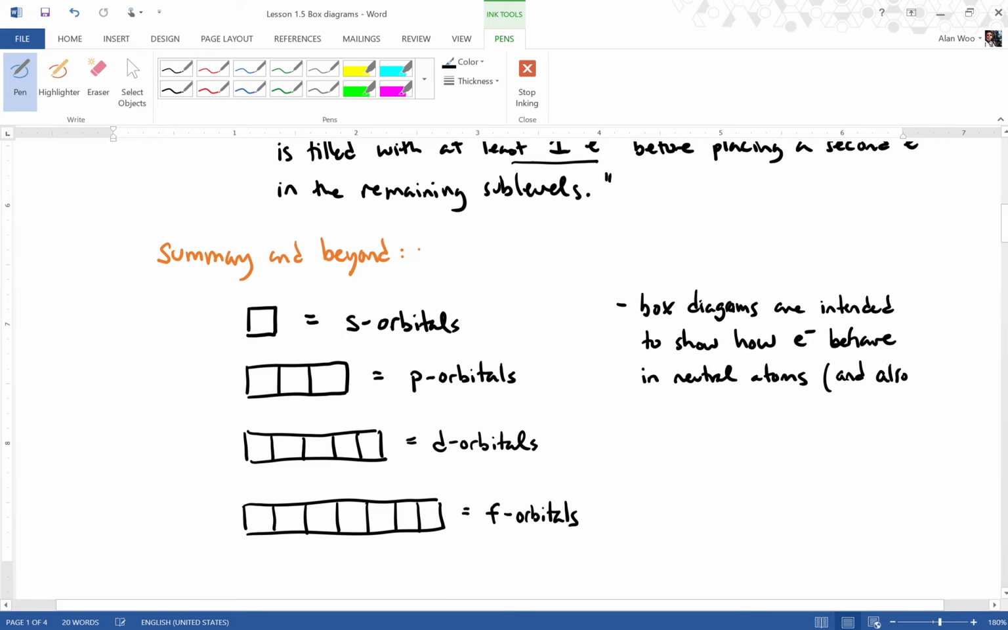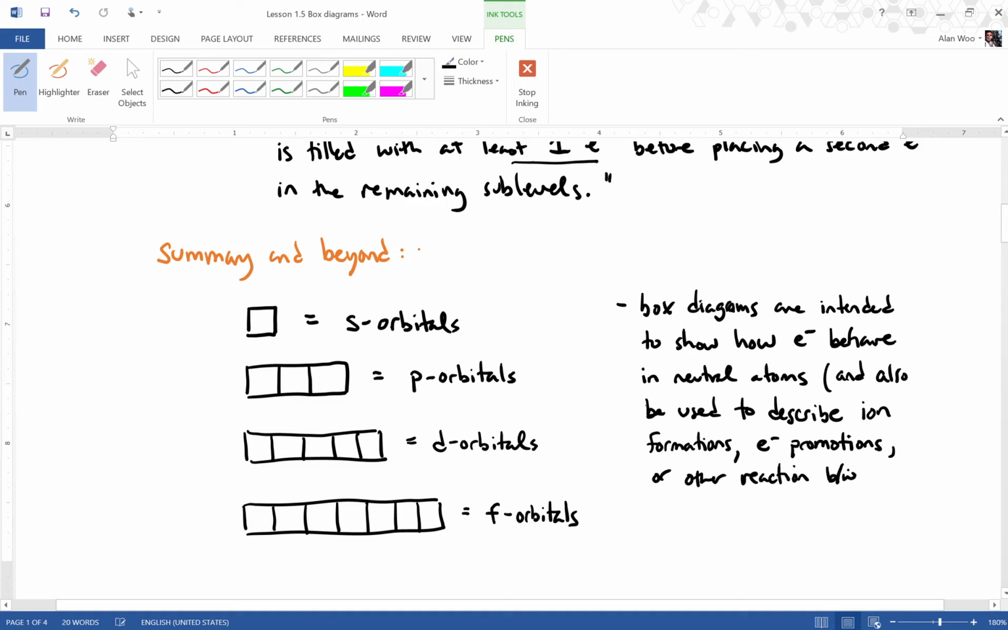they can also be used to describe ion formations, electron promotions, or other reactions between atoms.